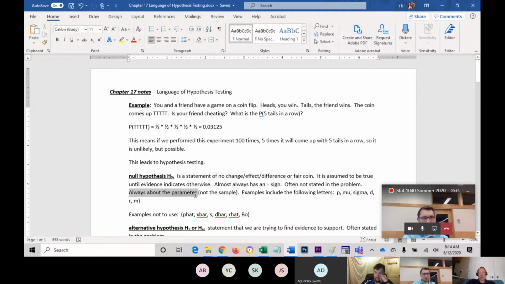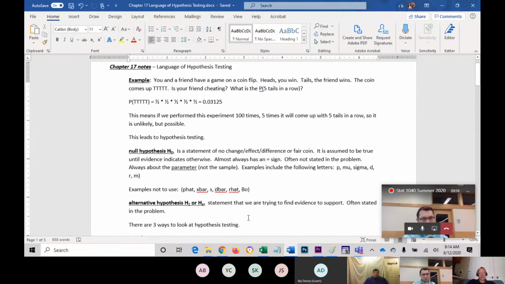So it's always about the parameter. It's never about the sample. So once again, you're going to have to figure out what's the difference here. Examples of your parameter are going to include P, mu, sigma, D, R, and M. We're going to focus mostly on P and mu. You can do it on other ones, but we probably won't. We'll be focusing mainly on those two. Examples not to use: you should never use P hat or X bar or S or D bar or R hat or B sub 0.